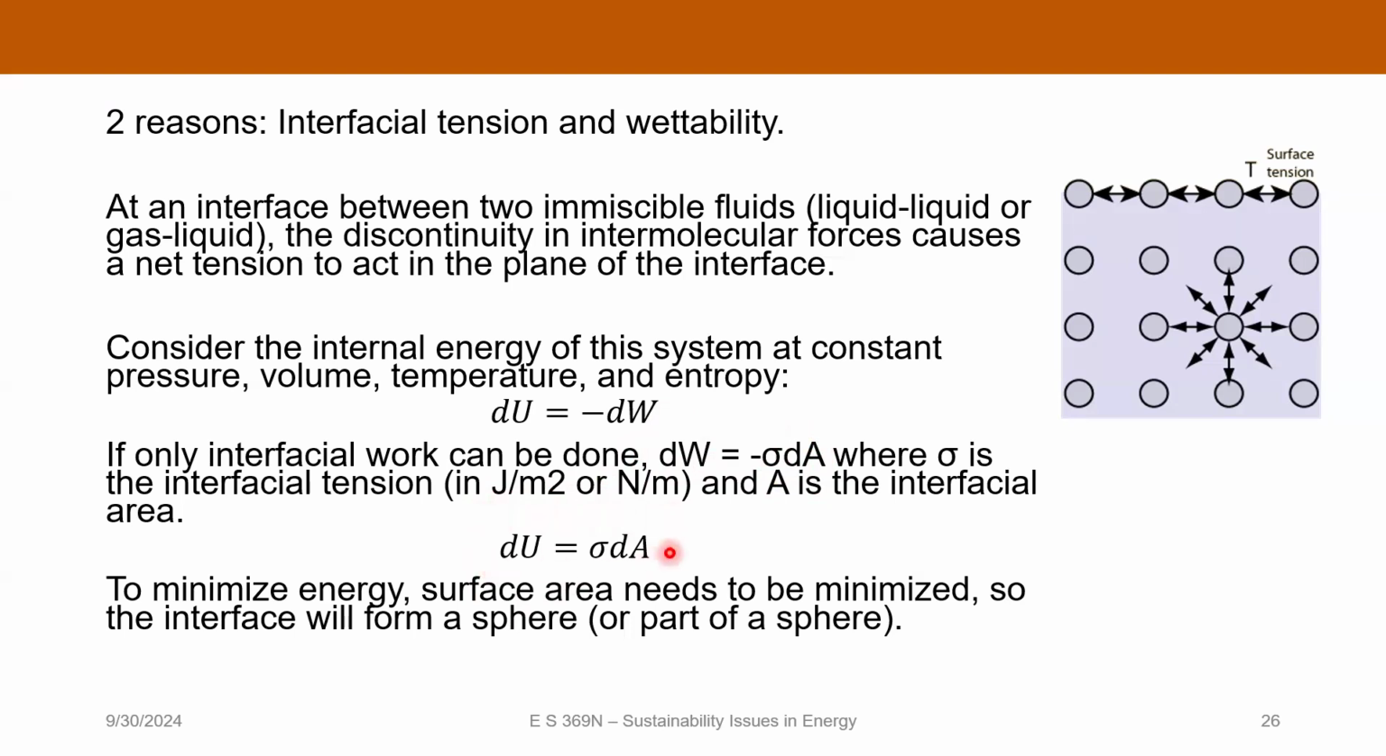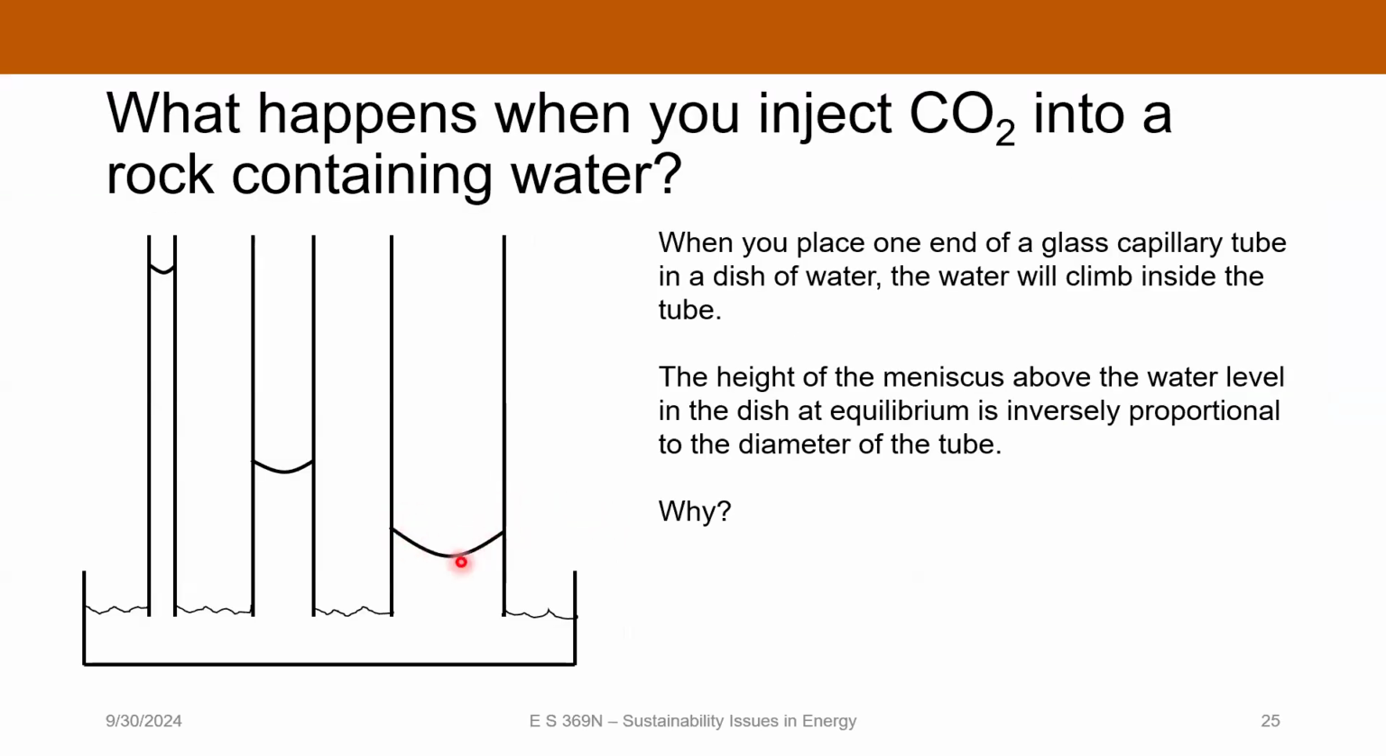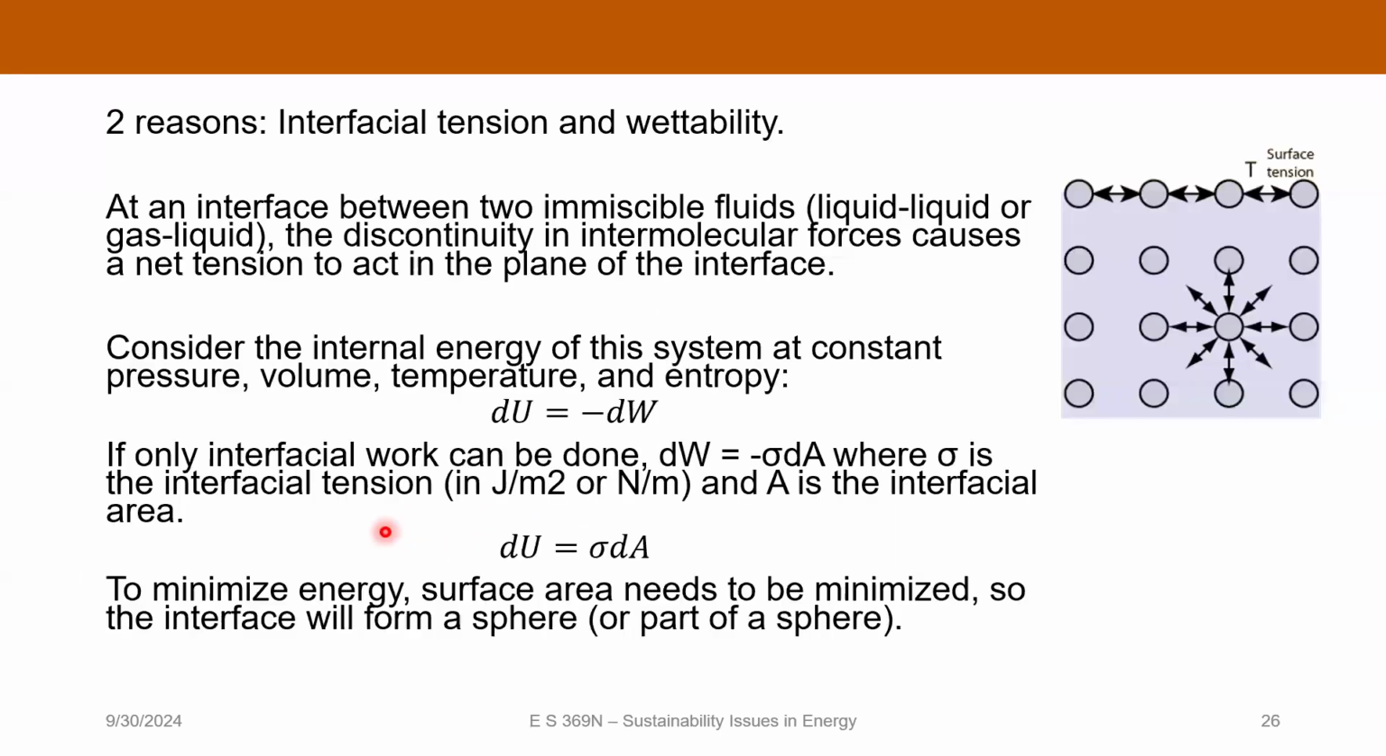And it tells us that if we change the area of that interface by some amount dA, the internal energy of the system will change by dU, and they're related by the interfacial tension. Now, to minimize any energy changes, we need to minimize the changes in the area of the system. And the shape that has the smallest surface area to volume ratio is going to be a sphere. And so the interface between two immiscible fluids will always form either an entire sphere, in the case of a bubble or a droplet, or at least part of a sphere. And that allows it to minimize the area. So that's why we get this curved meniscus in here, because it's trying to minimize the area of that interface.